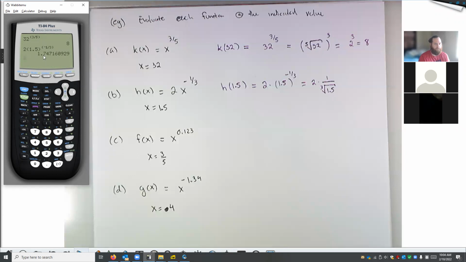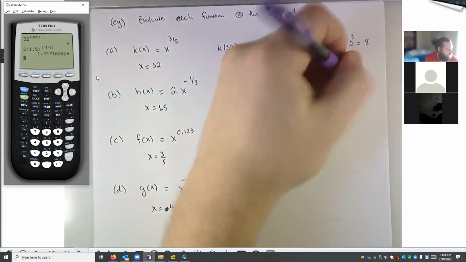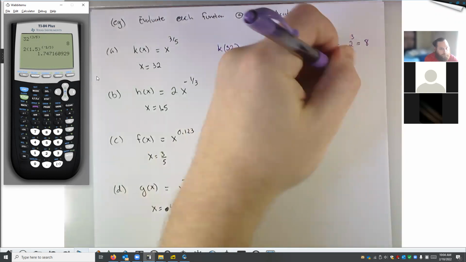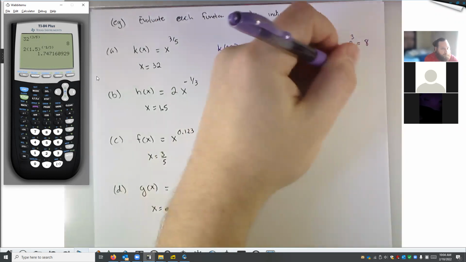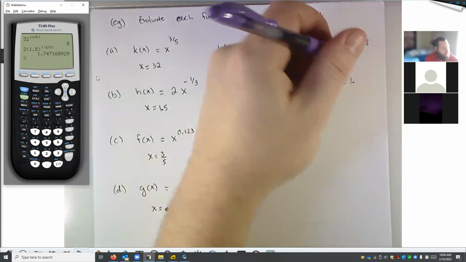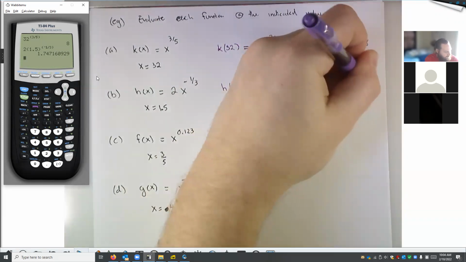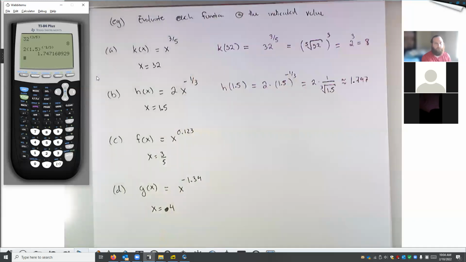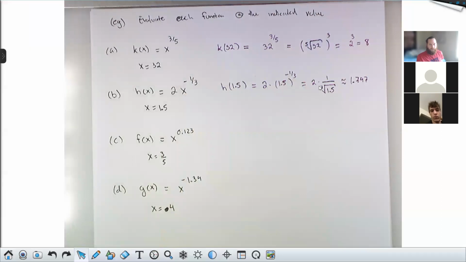And we get 1.74716, blah, blah, blah. So I'll write approximately equal to 1.747. How about that? The third decimal place. Any questions about how we were inputting these in the calculator or the work that we did by hand here?